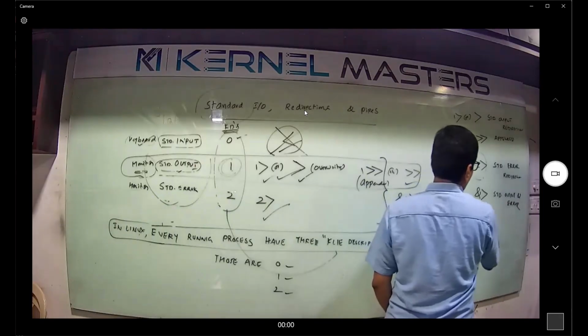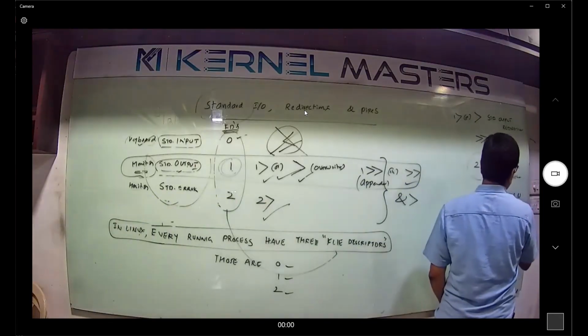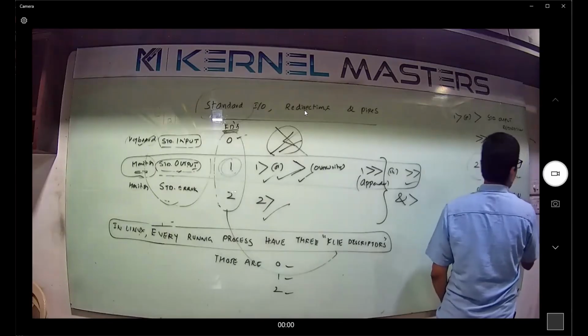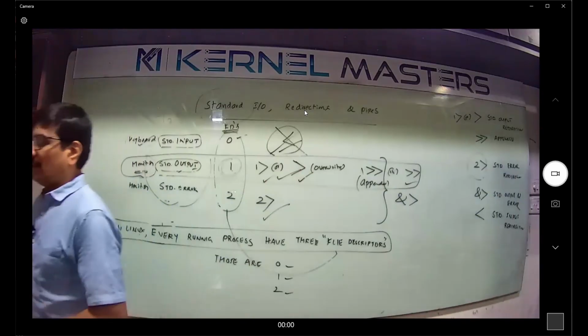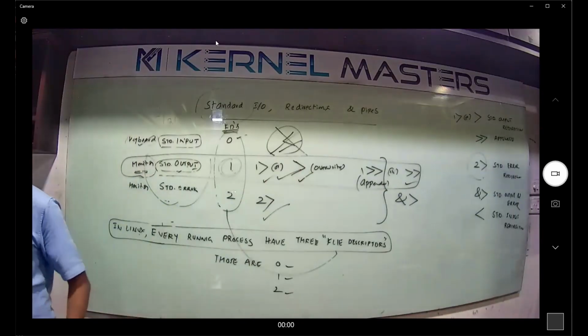Okay, what is the symbol name for standard input redirection? Okay, that's all. That is the story of standard input, standard output, and error redirection. Okay, the story is done now.